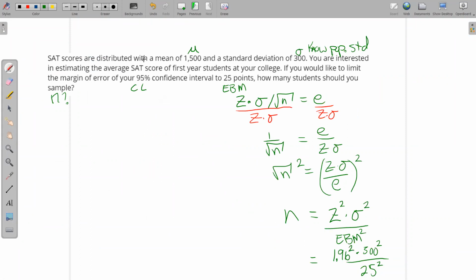Everything gets squared there. If you wanted to get the z-score on a spreadsheet, we would need alpha over 2. So remember, alpha is always 1 minus the confidence level. Which in this case would be 1 minus 0.95, which gives me 5%. And then we cut that in half. Alpha over 2 would then be 0.025. And to get the z-score for that percentage, that's the norm inverse.